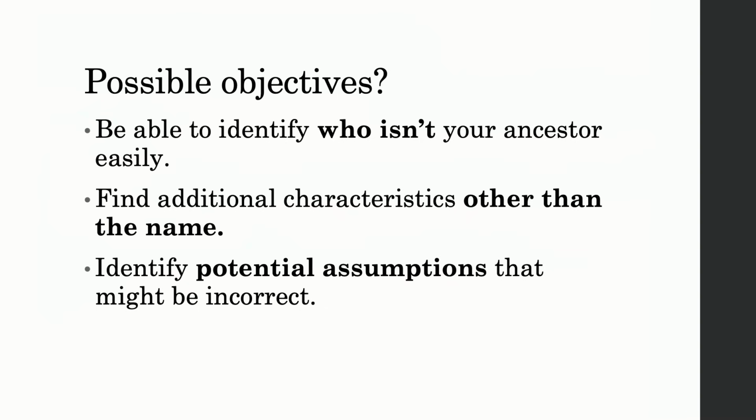Maybe your objective is simply to do a previous step, which is to find all of those other characteristics other than the name. And in that process, who knows what you might discover? Maybe you'll find that someone was a member of a particular religious organization, which leads you to a great set of religious records that actually solves another research objective. Maybe you simply want to ensure, as an objective, that you're identifying whether potential assumptions are correct or incorrect. Maybe you want to double-check yourself or others.